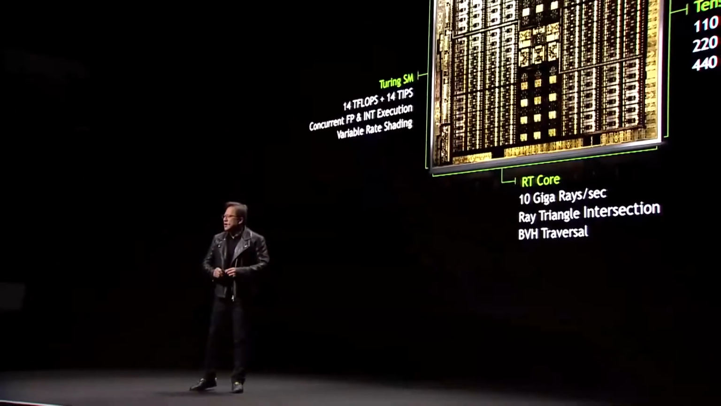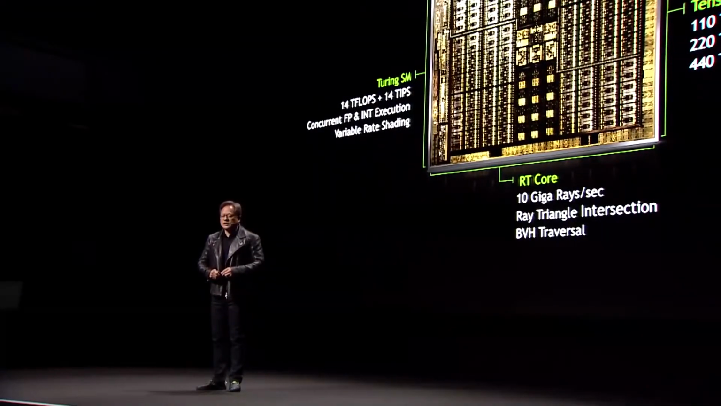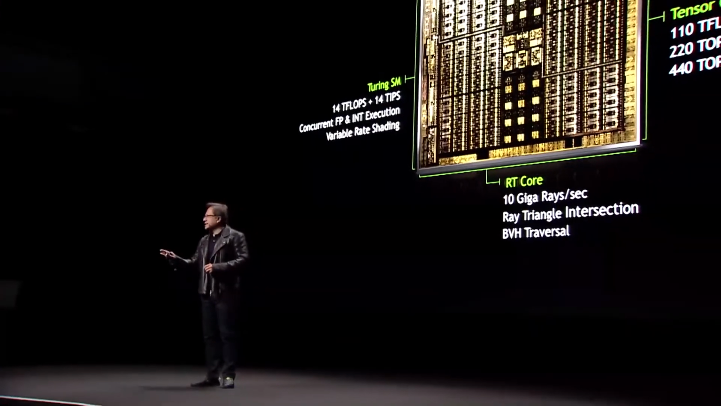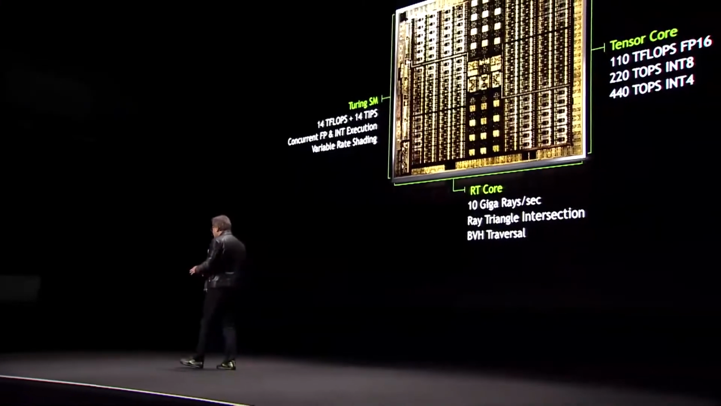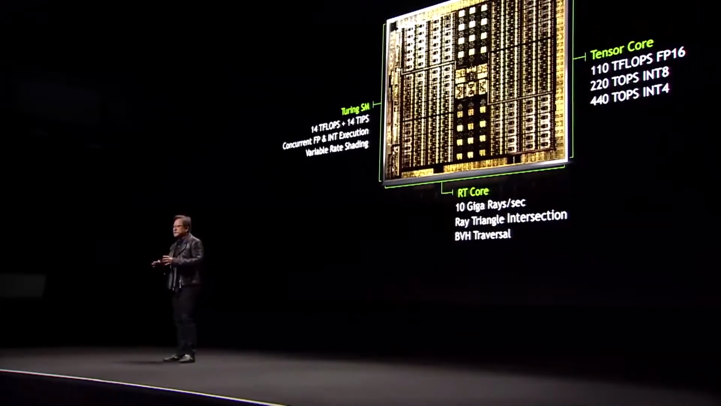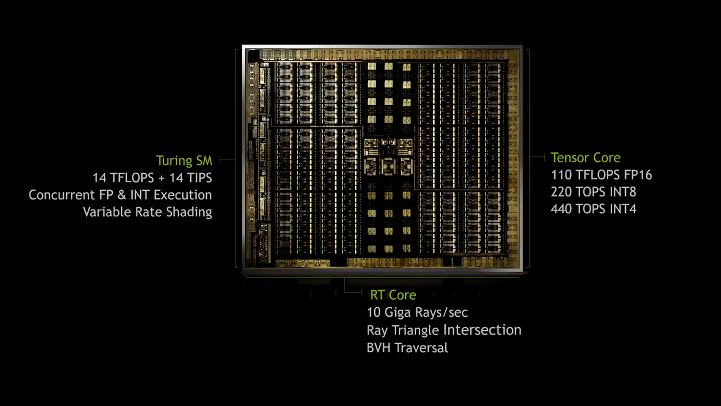And then we have a new processor called Tensor Core, which runs AI processing like crazy. 110 floating point teraflops, or because it has multiple precisions, depending on the type of networks you're running, you might be able to use lower precision or mixed precision. As a result, 440 TOPS with 4-bit integer. All of this so that we could do hybrid rendering and run RTX.